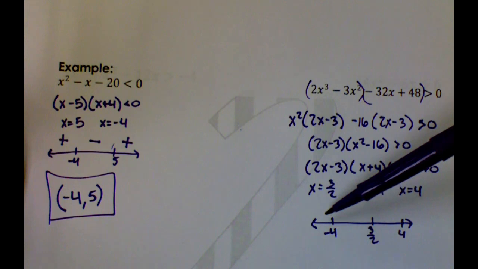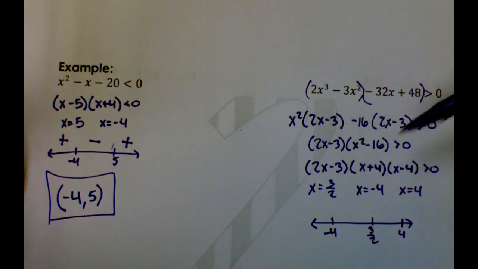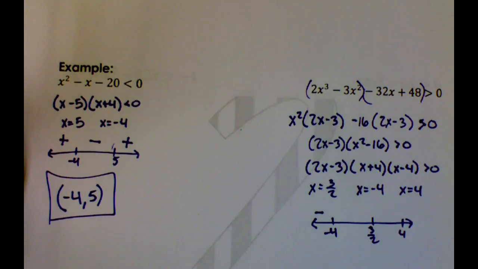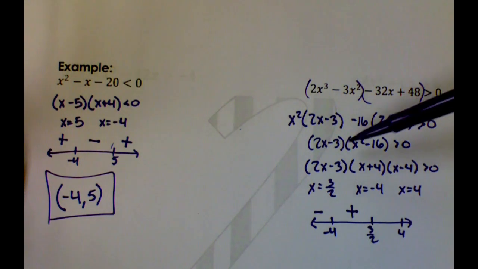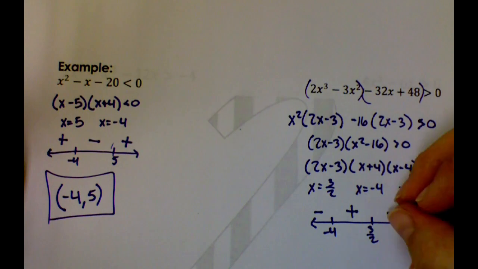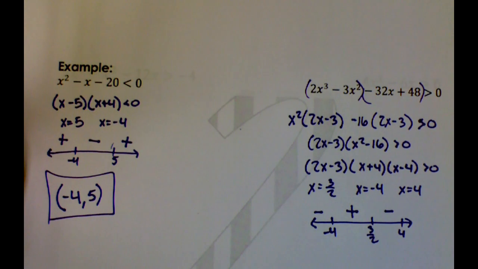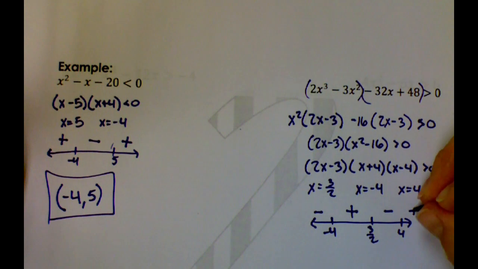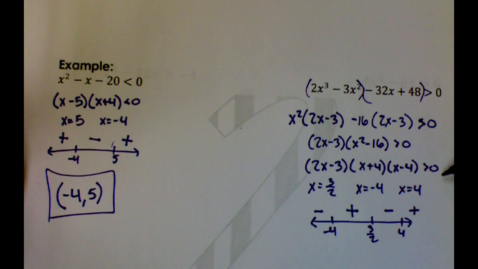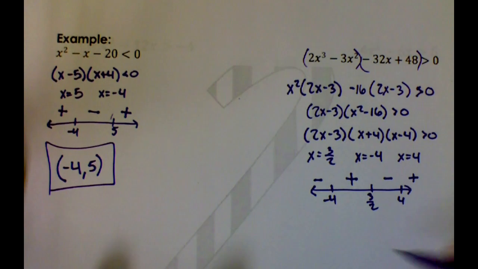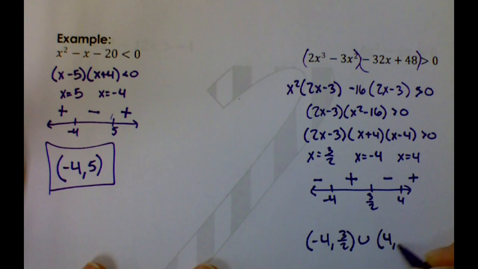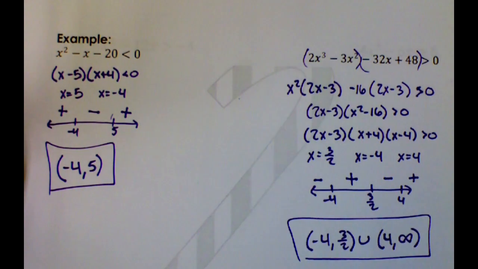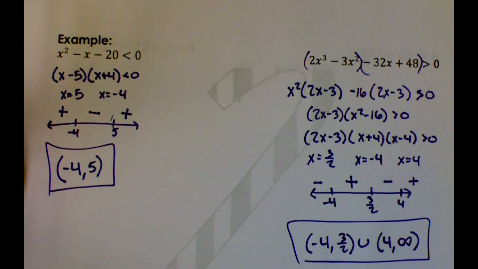All right, if I plug in something less than negative 4, I'm going to get a negative. Something between negative 4 and 3 halves, I'm going to get a positive. Between 3 halves and 4, I'm going to get a negative. And something bigger than 4, I'm going to get a positive. Now this time I was looking for greater than 0, so it's anywhere that I had a positive. So we're going to have negative 4 to 3 halves, or 4 to infinity. Remember, infinity and negative infinity are possibilities in these intervals.